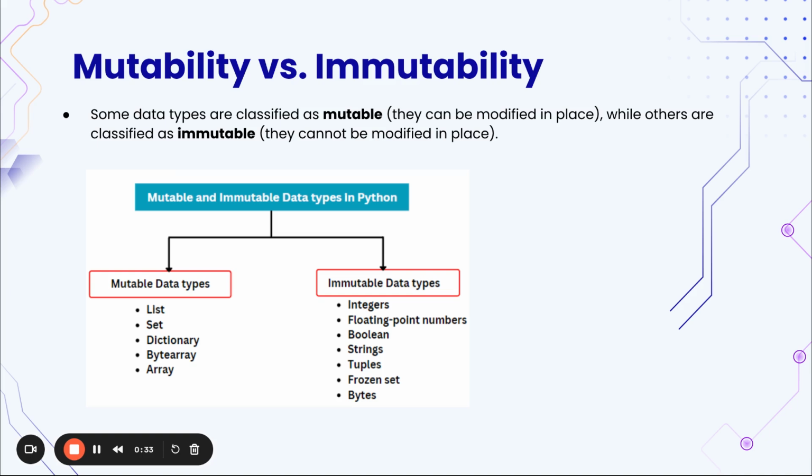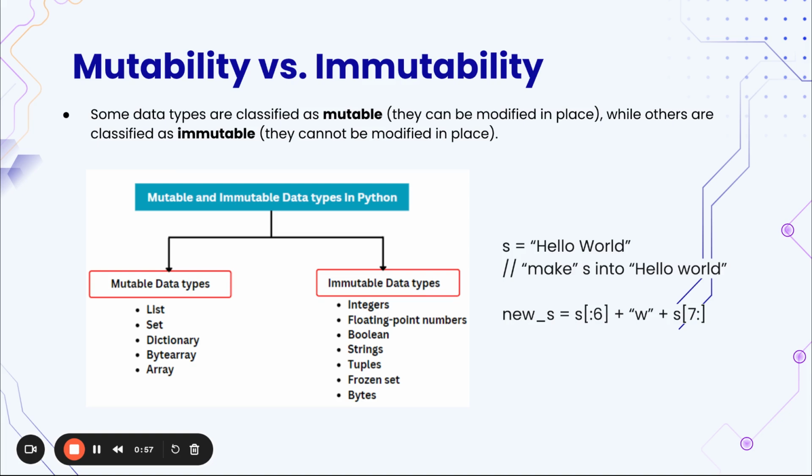As you can see, for mutable data types, there are lists, sets, dictionary, byte array, and array. For immutable data types, there are integers, floating point numbers, Boolean, strings, tuples, frozen set, and bytes. So those are immutable because they cannot be modified in place.